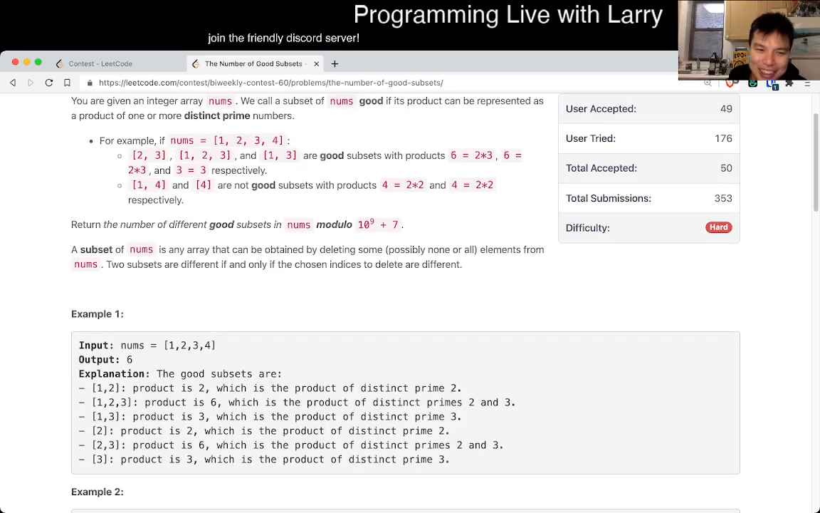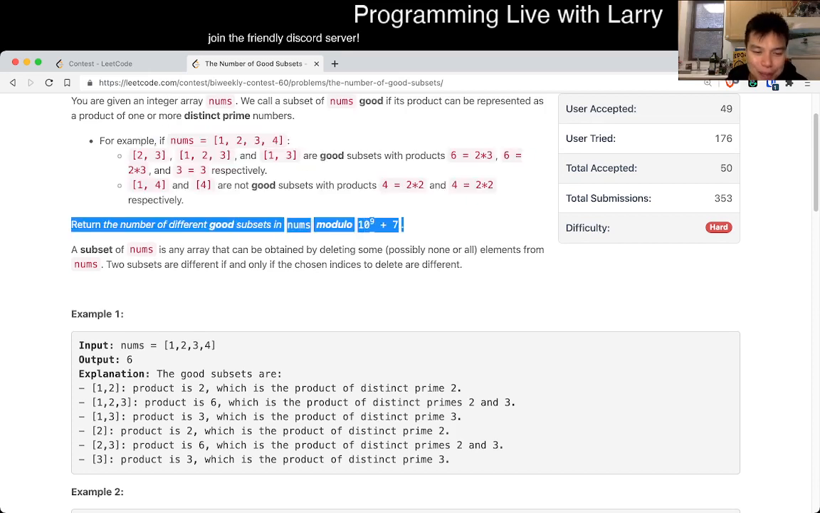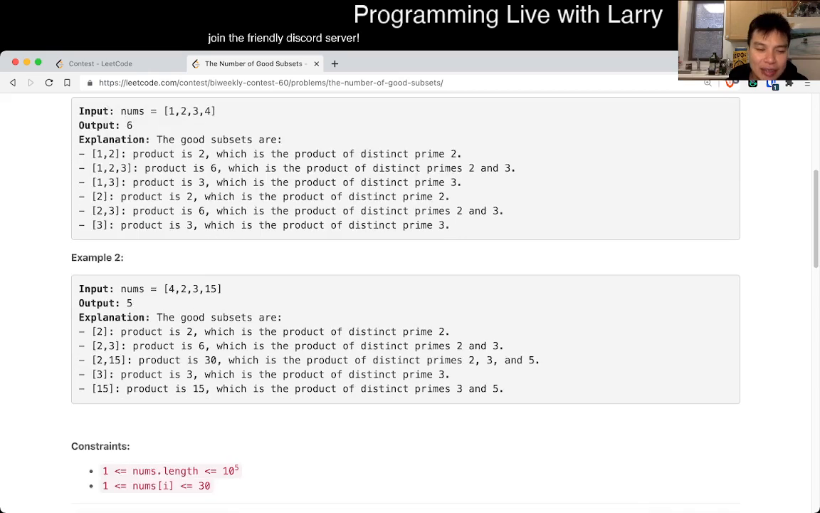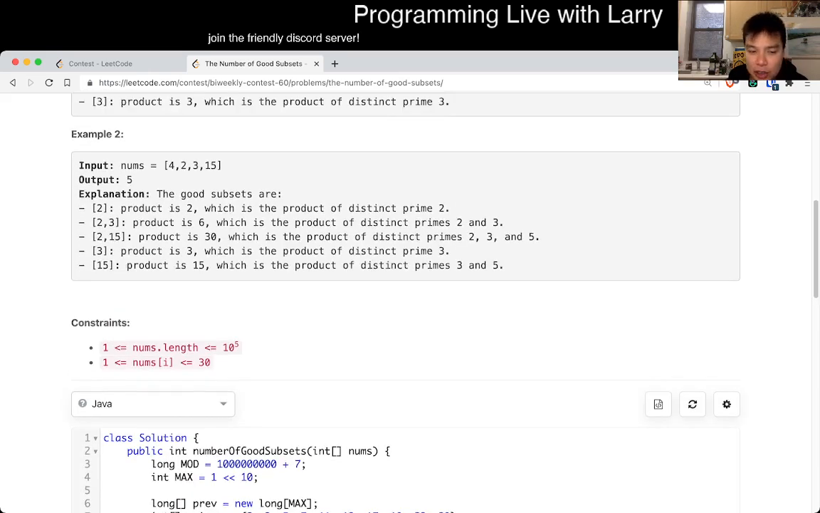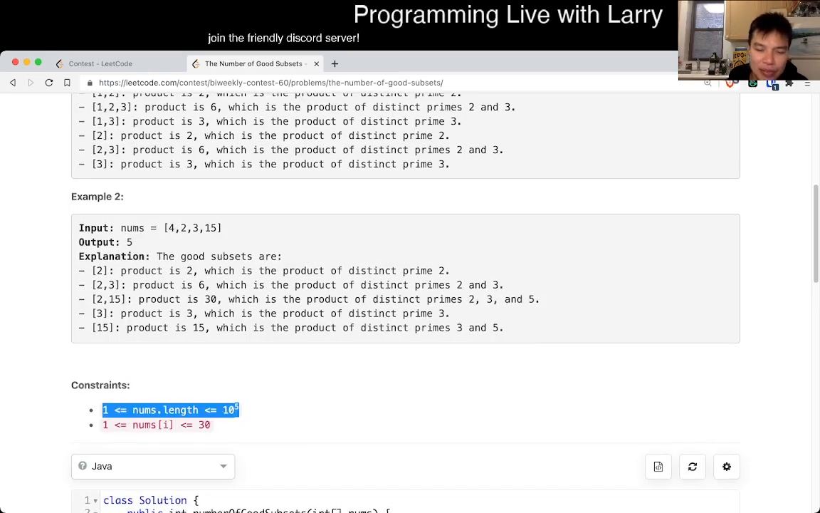Well, the first thing I noticed is that there's a mod, so you should consider the mod. I did. But then the next thing is the constraints, right? One is that n is 10 to the 5th, so it's hard to do brute force on that. But the second is that the number nums[i] is at most 30. That means that every number is less than or equal to 30, right?